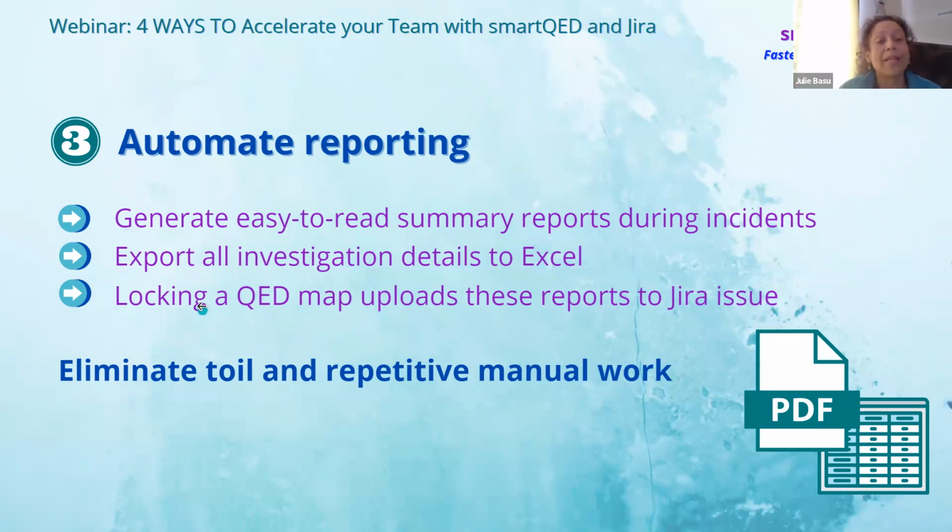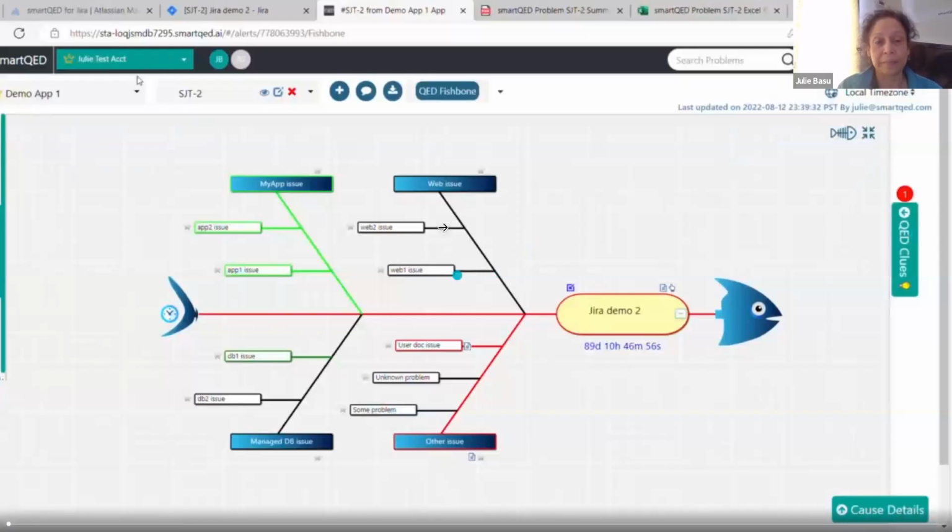Now, coming back to our Jira app, we are talking about how to upload these reports into Jira. So this is our latest and greatest feature. This is how we went from 3 ways to 4 ways in the title, if you noticed. Locking a QED map, which indicates that I have finished the analysis, will actually upload these reports to Jira for you. And what this does is eliminate the manual toil and the repetitive work that you have to do during and after the incident. So let's see a demo of that.